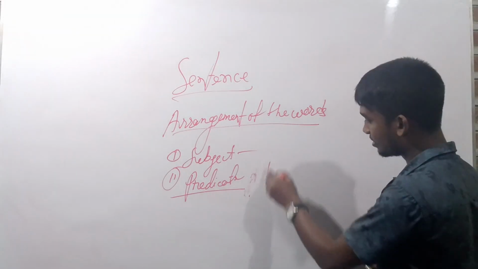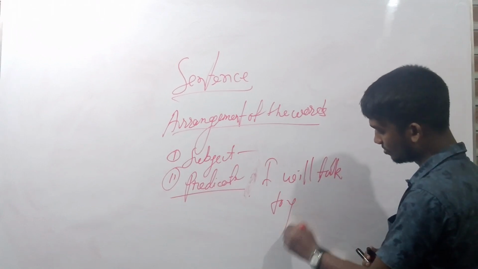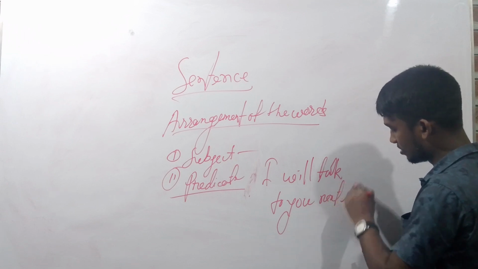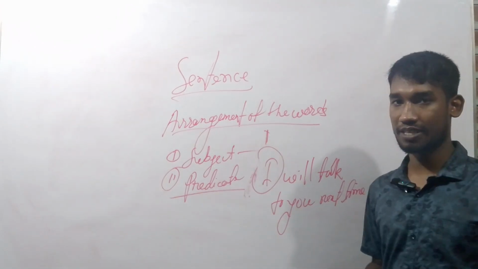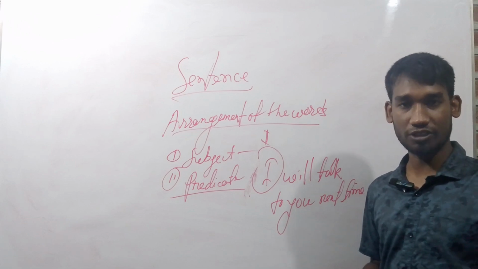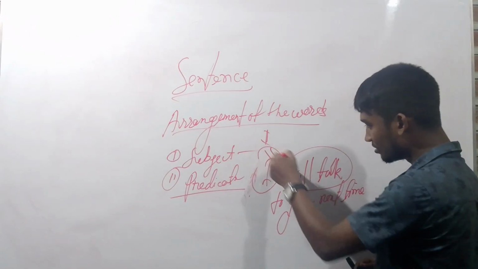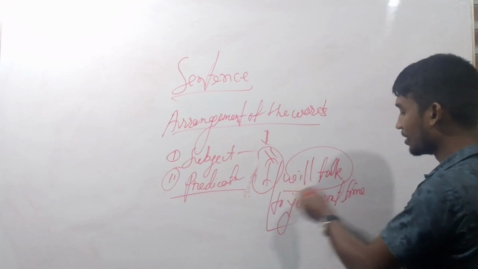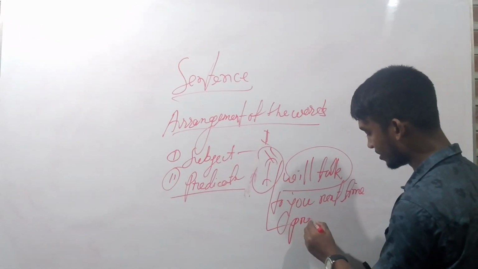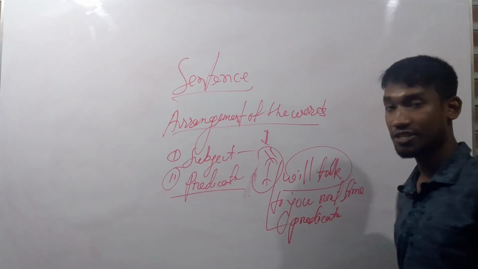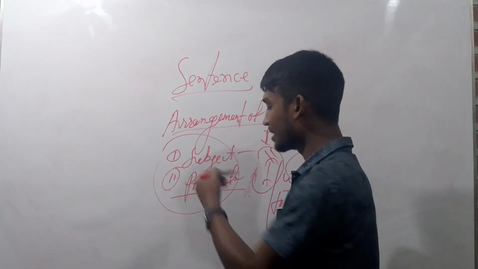Suppose I write a sentence: I will talk to you next time. Here, I is the subject because this pronoun is responsible for the action that happens in this sentence. Without the subject, the rest of the sentence, will talk to you next time, the whole part of the sentence, is called predicate. So a typical sentence takes these two parts, subject and predicate.